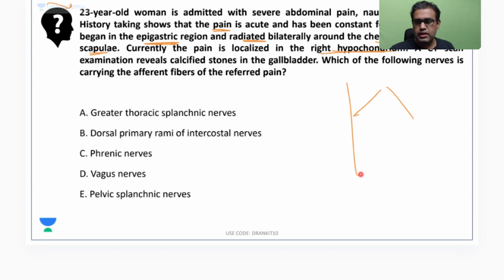And so this is the whole picture. Let me just draw it like this. Pain normally started from here and then it moved behind. Then it moved behind. Fine. Now the pain is over here.